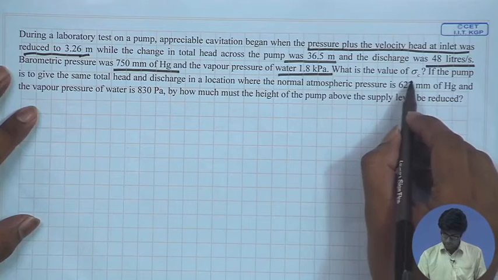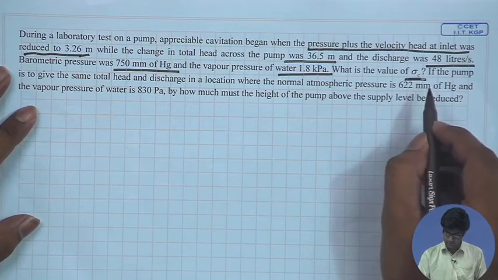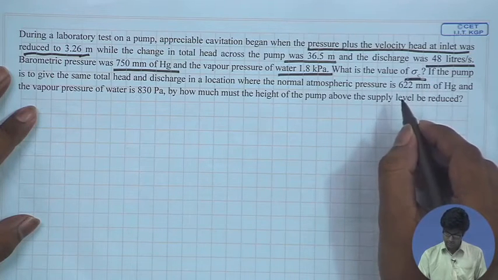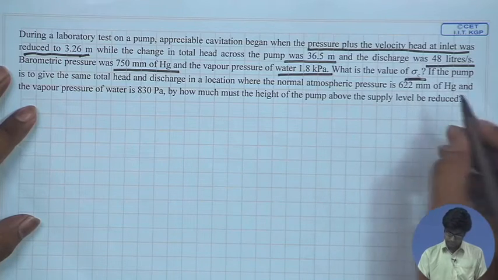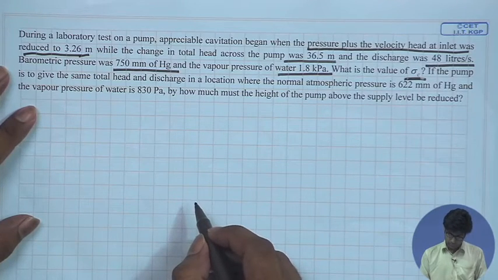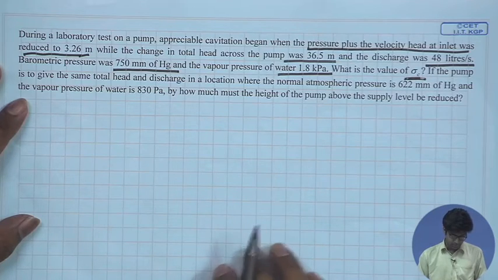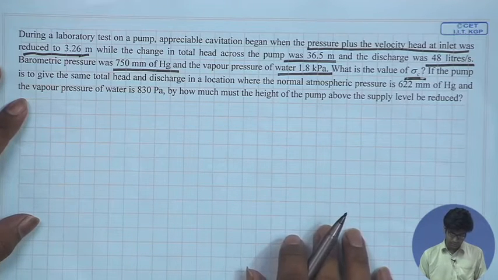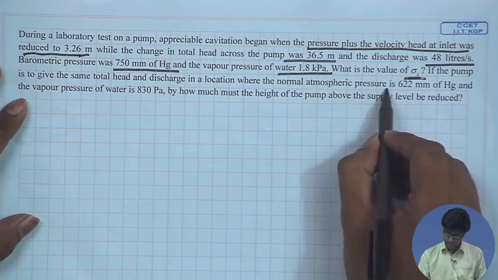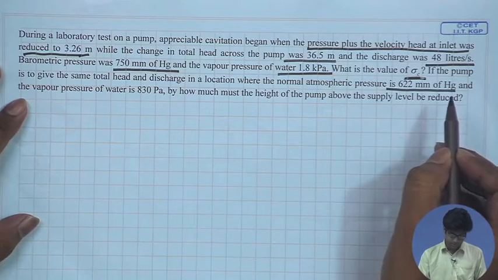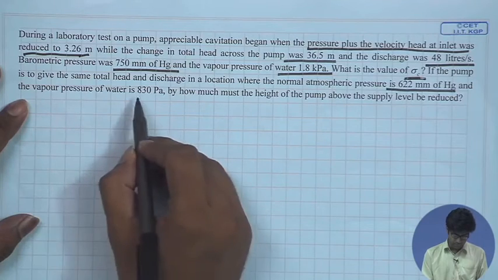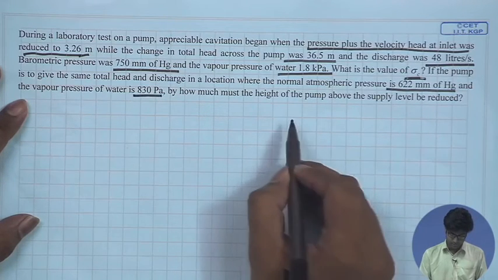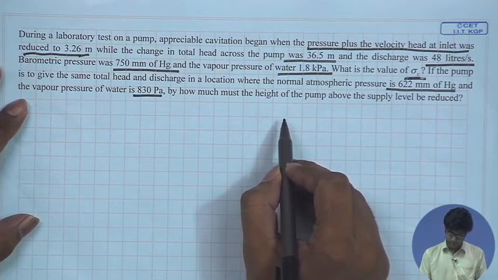So, we have to find the value of sigma c, which is the critical cavitation factor, critical cavitation parameter. Next, we have to find, if the pump is to give the same total head and discharge in a location where the normal atmospheric pressure is 622 millimeter of Hg and the vapor pressure of water is 830 pascal, by how much must the height of the pump at the supply level be reduced.